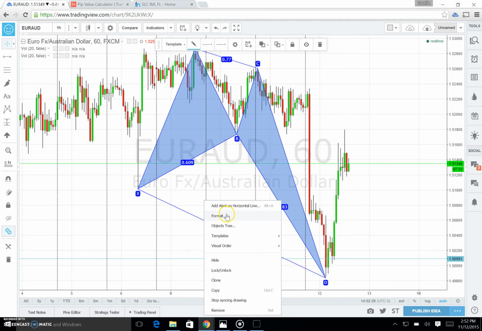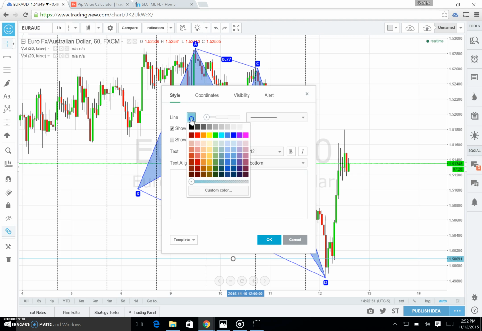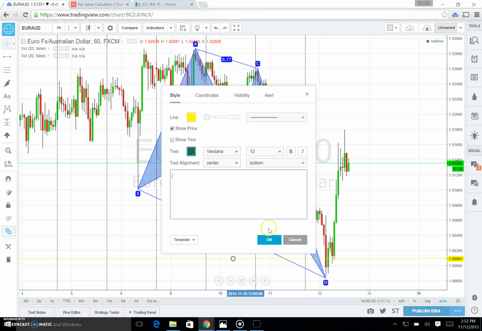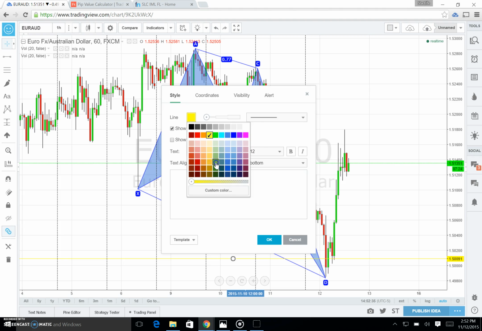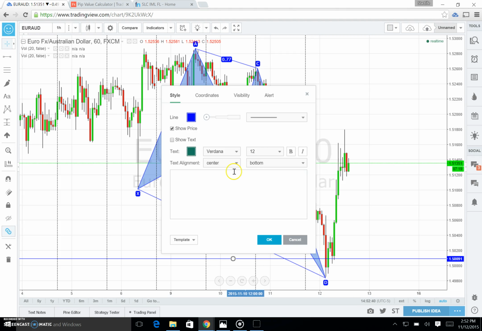Let's change the color on that. That's ugly. I'll make it a bright yellow for you guys. Well, no, so you can even see that. How about not even that, huh? How about, yeah, blue's fine.